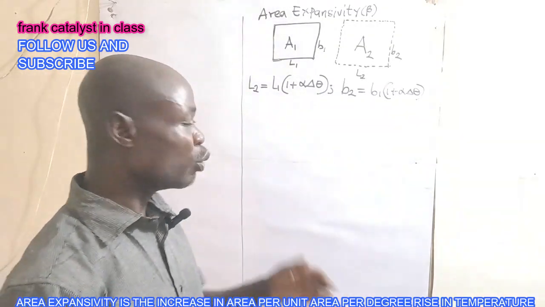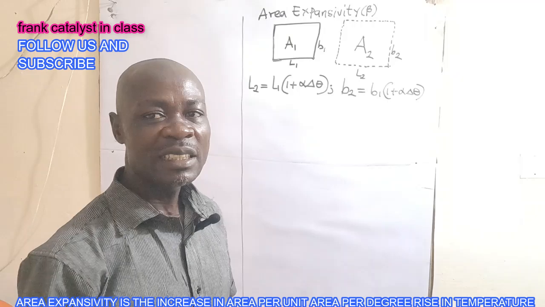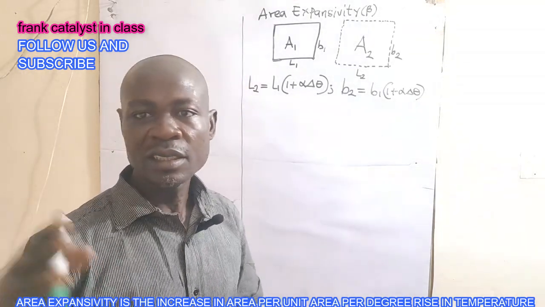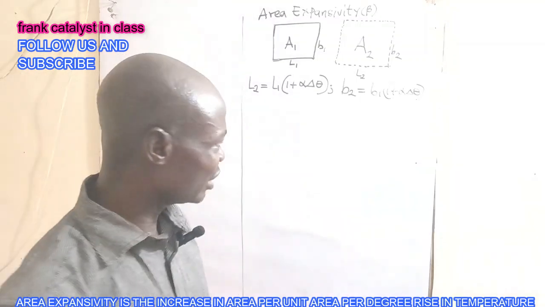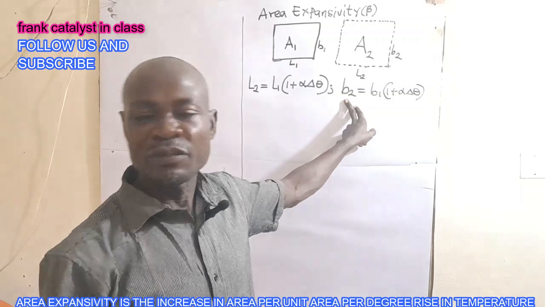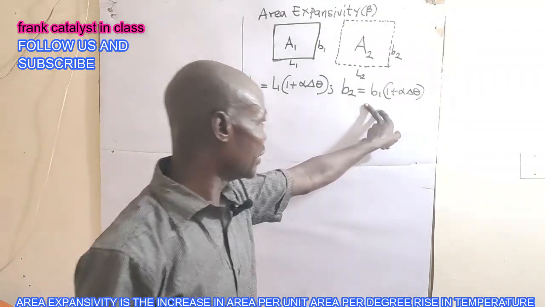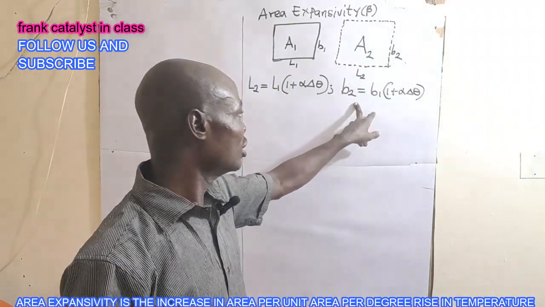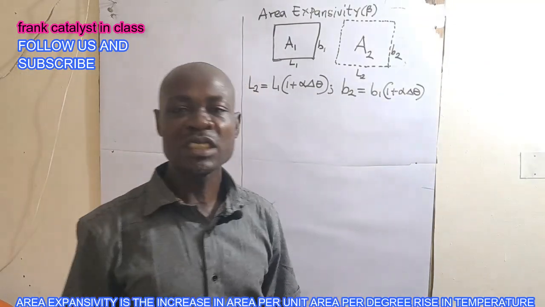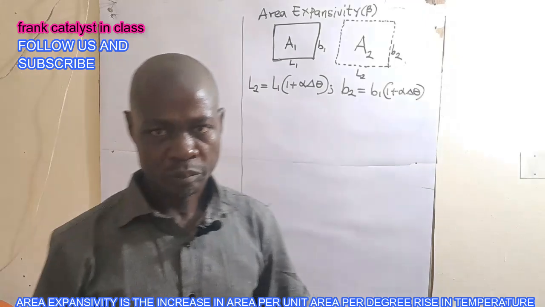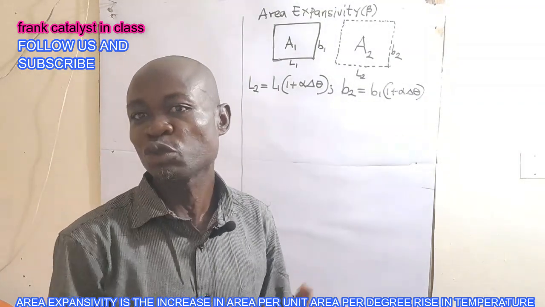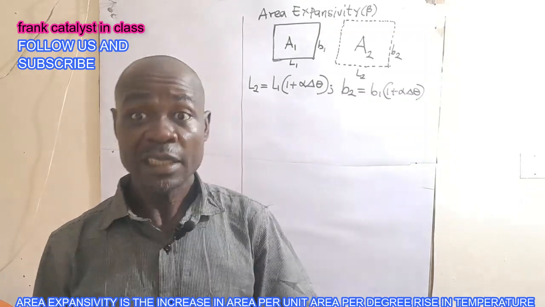At the same time, we were also made to understand that as the length of a plate is increasing, the area of the plate is going to be increasing, which means that the breadth of a plate, if in rectangular form, will equally be increasing. B2 is equal to B1 bracket 1 plus linear expansivity multiplied by the change in temperature. So what am I saying in essence? I'm only trying to derive an expression that relates what? Area expansivity and linear expansivity.